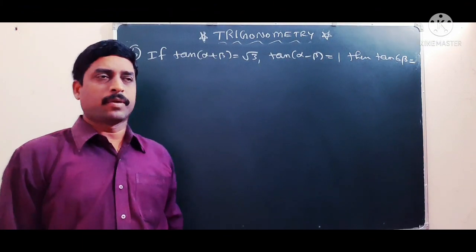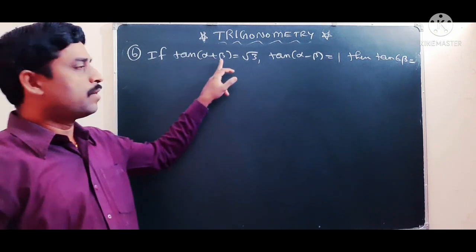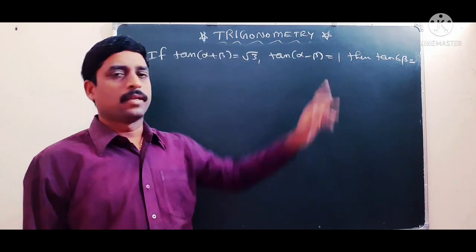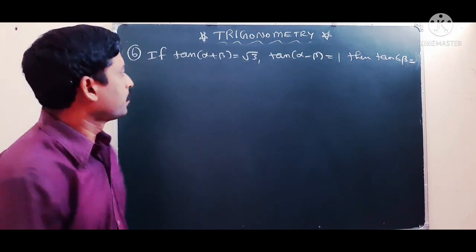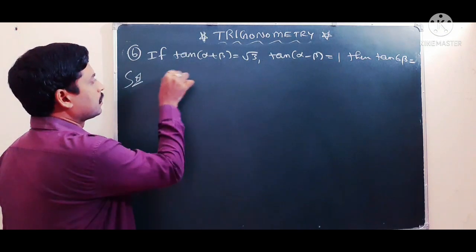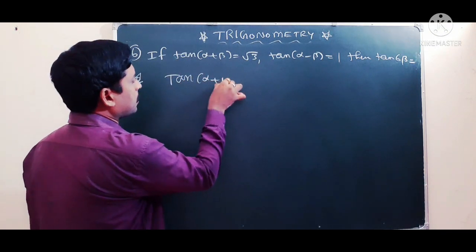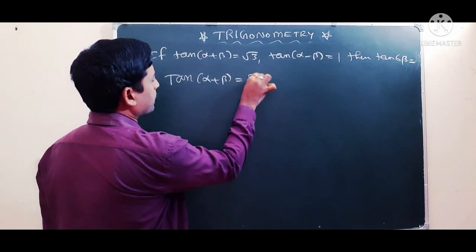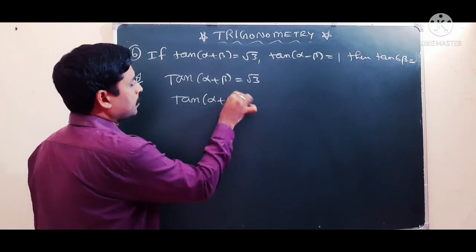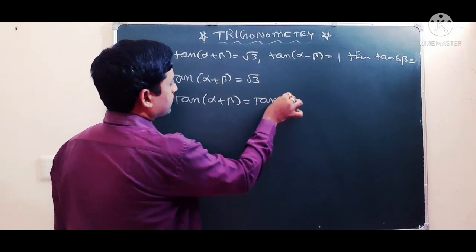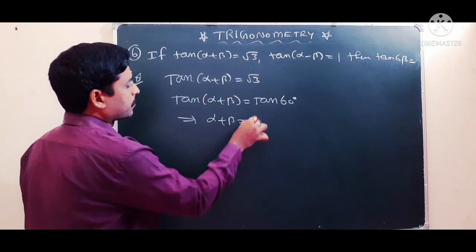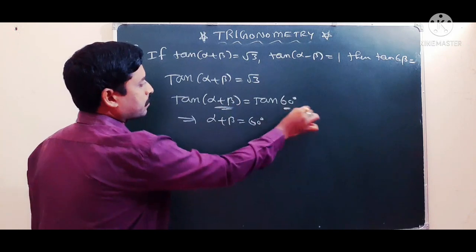Okay, let us go to the next problem. In this statement, tan of alpha plus beta is given, and tan of alpha minus beta is given as 1. Then we have to find tan 6 beta. First we have to find alpha and beta values. Tan of alpha plus beta is equal to root 3, and this root 3 is tan 60. Therefore alpha plus beta is equal to 60 degrees.